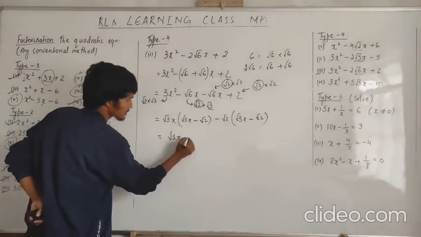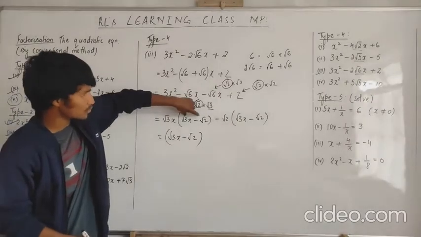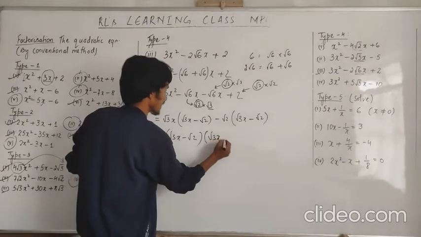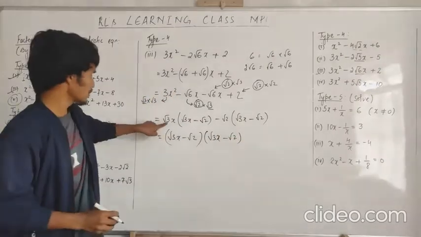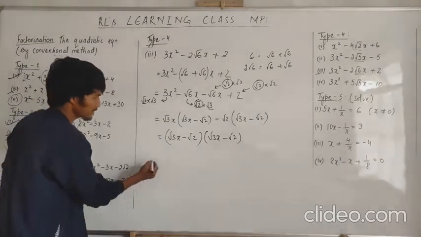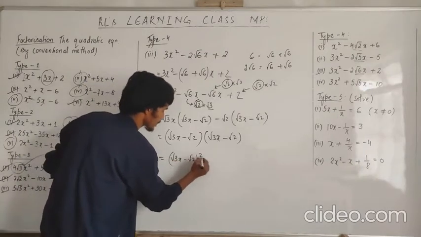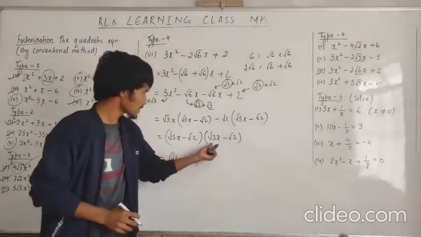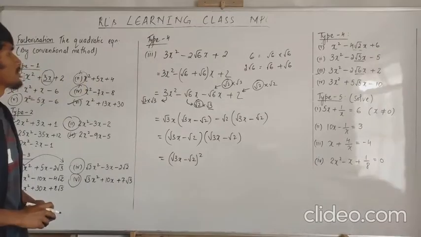Then root 3 x minus root 2, because this root 3 x minus root 2 is the common. Then what is left here? Root 3 x minus root 2. It is the same, so we can put this as root 3 x minus root 2 whole thing squared. Because it's the same, right? Here root 3 x minus root 2, here also root 3 x minus root 2. Okay, that will be the answer for this question.